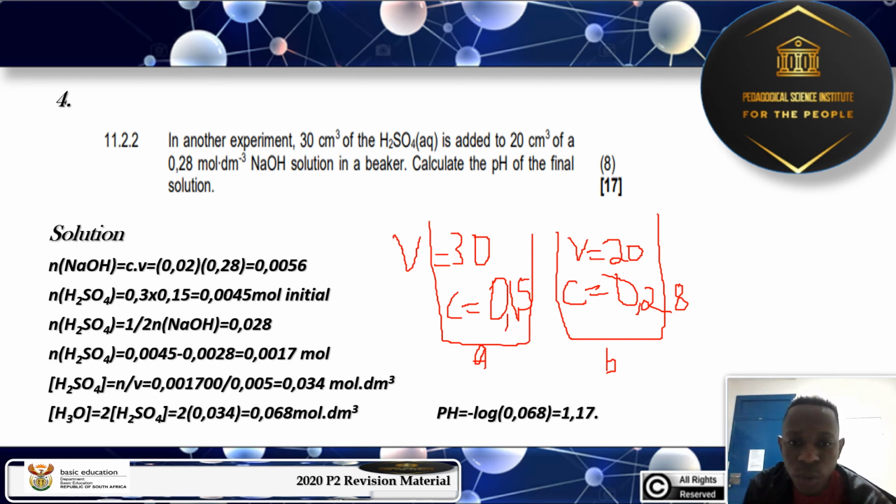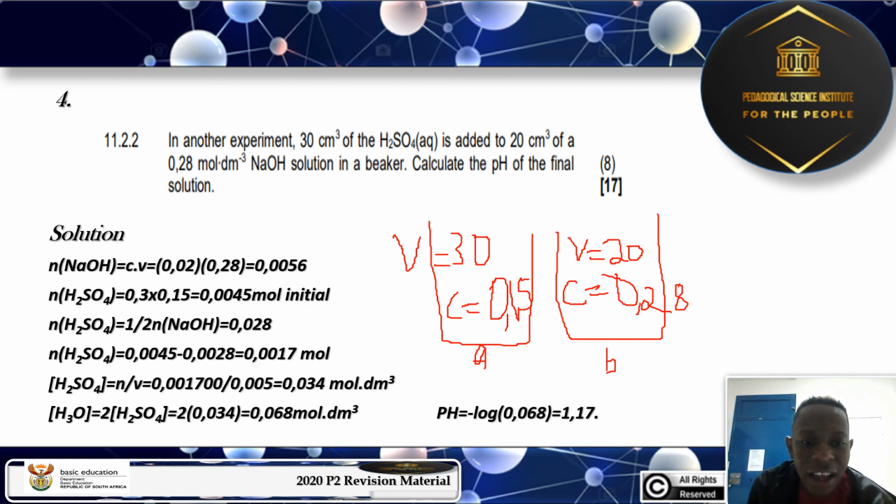Now we have volume which is 30 and the concentration which is 0.15. This concentration is the one we were given on the previous slide. So we are going to calculate the number of mole for the initial sulfuric acid. Number of mole of sulfuric acid is equal to, again, C times V. The volume is 0.03, the concentration is 0.15. Therefore, our answer is 0.0045 mole.